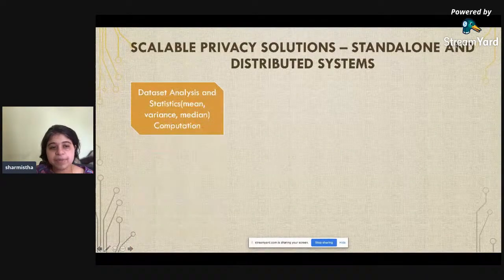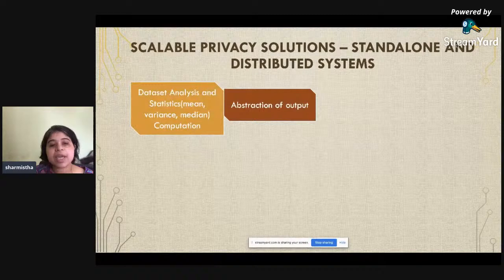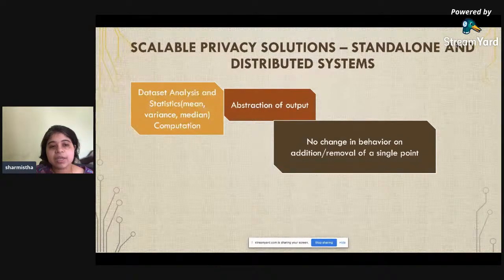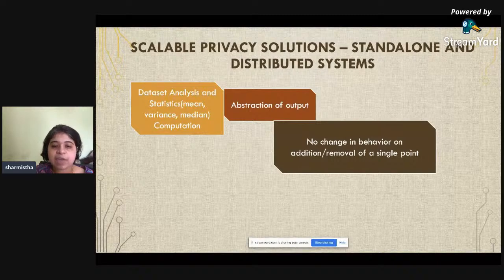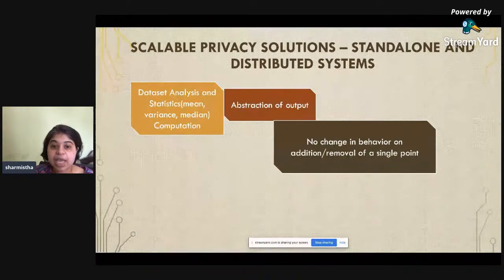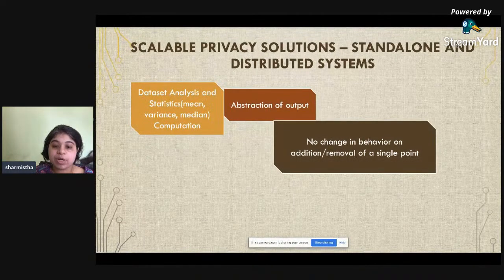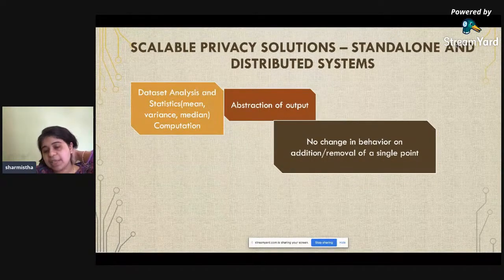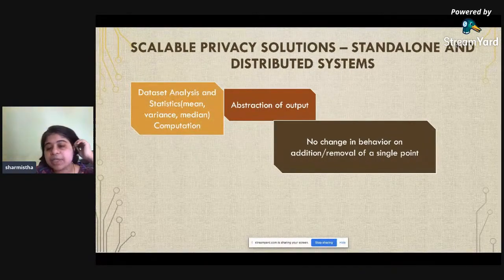So how does it happen? The data set, it's kind of an abstraction such that the mean, variance, and median computation are, you know, the data representation or the distribution of this current data set, and you're going to abstract it in such a manner that if you change any single input data point or data record, add it or remove it, that's not going to impact your predicted outcome.